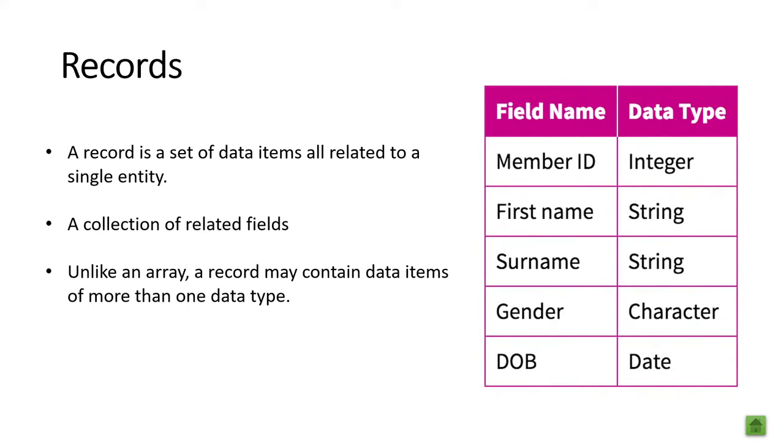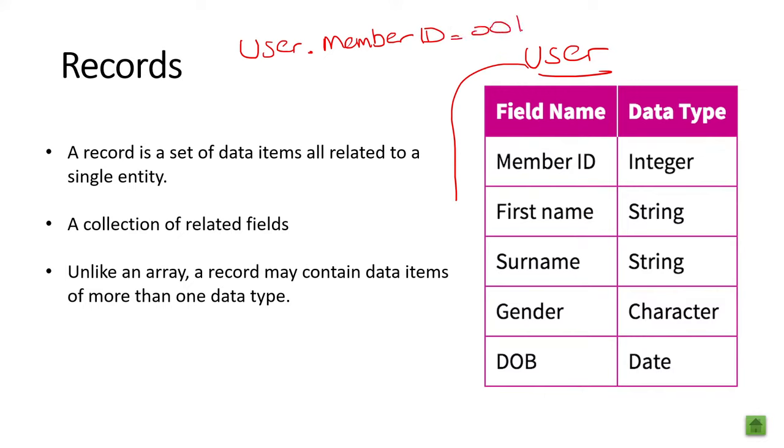So there is a record, you have field names like member ID, first name, surname, gender, date of birth, and you have an integer, string, character, date. They are different data types, all under one identifier. And the one identifier could be, I don't know, user, for example. And that is your identifier for the whole thing. If I wanted to access that, I would say user, full stop, member ID equals 001. That's how I would access the field.